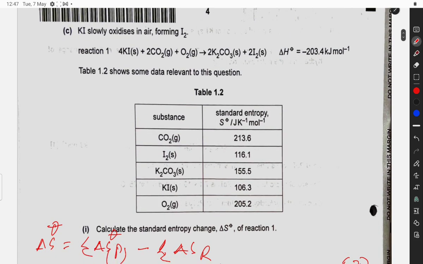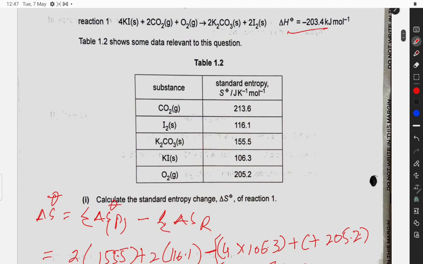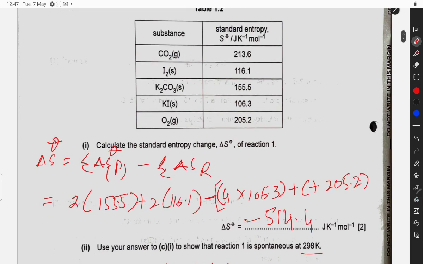Part C: potassium iodide slowly oxidizes in air forming iodine. Reaction 1 is this, and Table 1.2 shows some data relevant to this question. The enthalpy change is -203.4 kilojoule. So these are the enthalpy and standard entropy values. Delta S is equal to the sum of delta S of products minus the sum of delta S of reactants.